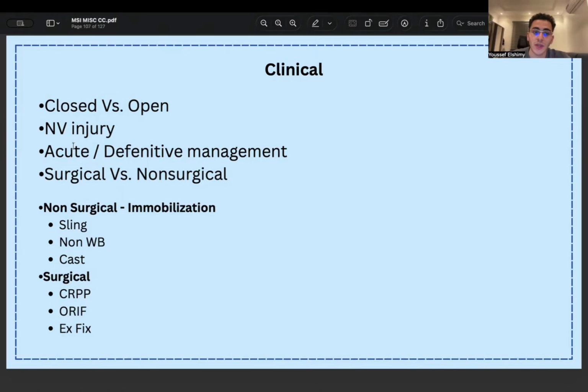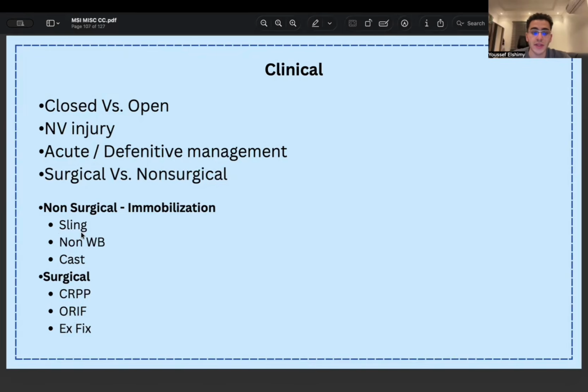There's also acute and definitive management. We could sometimes manage patient acutely, then a few days later we do the surgery as a definitive management. And we can divide the management into surgical and non-surgical. The same thing, non-surgical, you immobilize the joint or the bone in order to prevent movement. Things like sling, non-weight bearing, cast. Then we have the surgical, which is the CRPP, or external fixation.